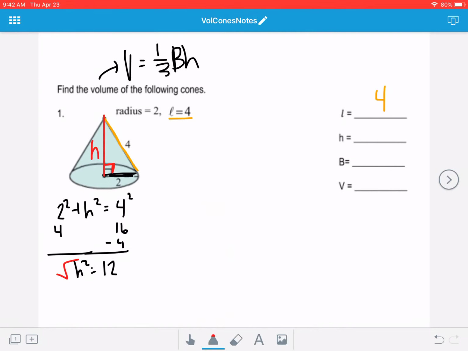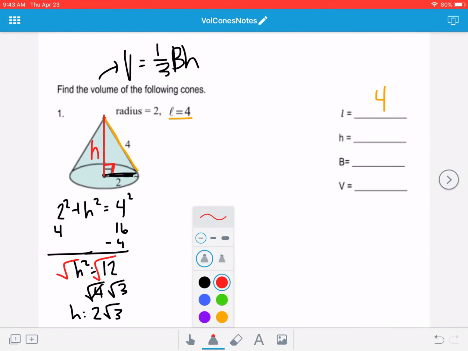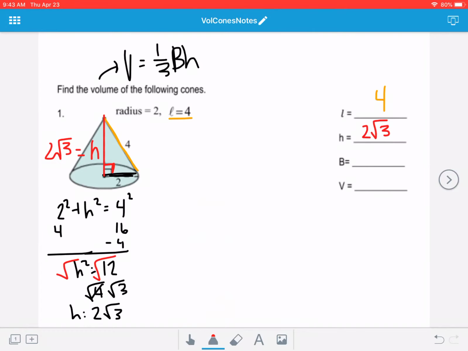Undoing this square, we have to square root it. It doesn't say exact or round, so I'm going to leave it in exact form, which means I need to simplify the square root of 12 to 4 and 3. Square root of 4 is 2. We don't know what the square root of 3 is, so we are going to say that the height is 2 square root 3. This happens to be a 30, 60, 90 now, but we didn't know that for sure, so I used the Pythagorean Theorem.